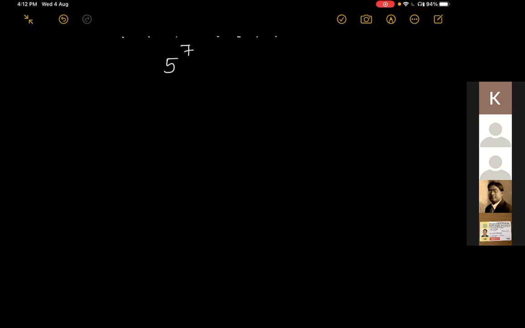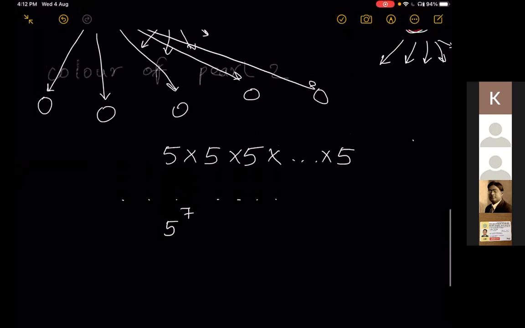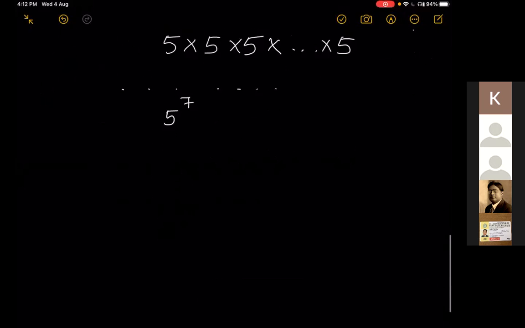Okay, so now what we do, we will remove all the strings which are of the same color. So how do these strings look? There are 5 to the power 7 possible strings, na?